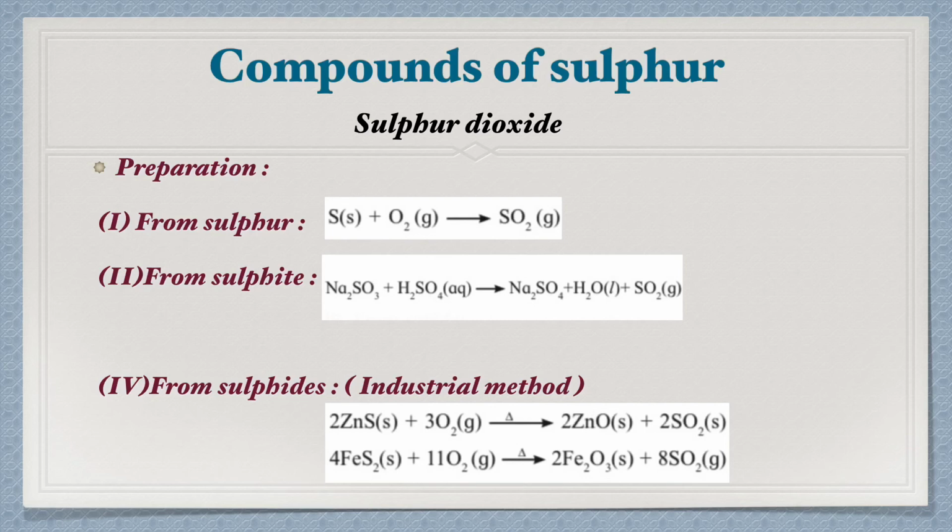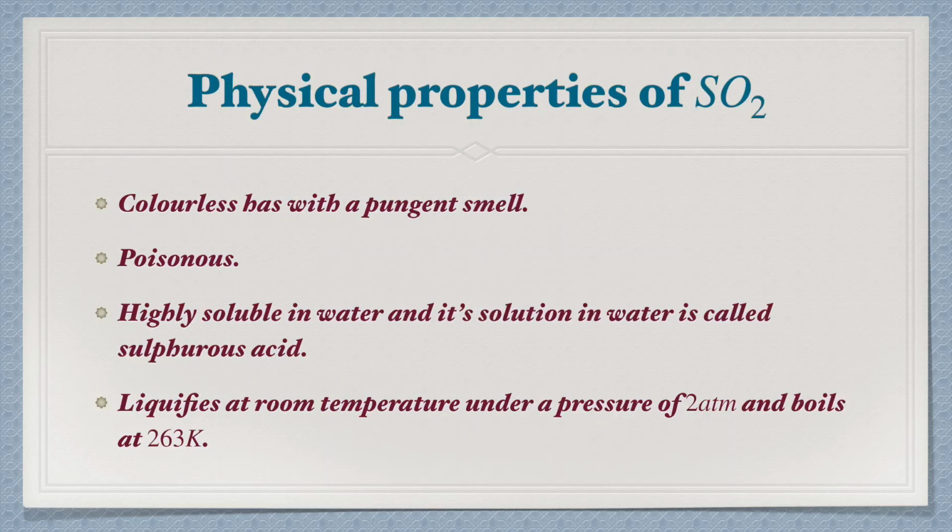Okay, so now we'll see the properties of sulfur dioxide. The first point, it is colorless and has a pungent smell. Next, it is a poisonous gas. Next, it is highly soluble in water, and its solution in water is called sulfurous acid. Next one, it liquefies at room temperature under a pressure of 2 atm and boils at 263 Kelvin.